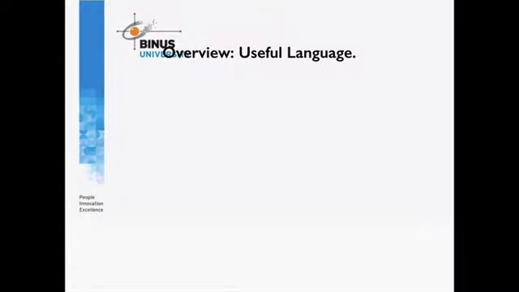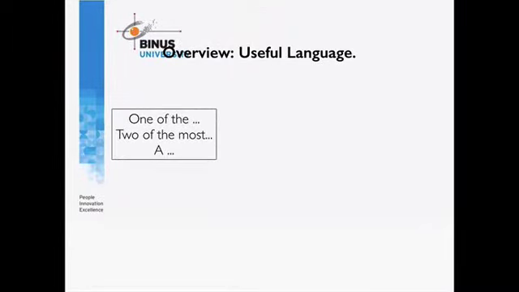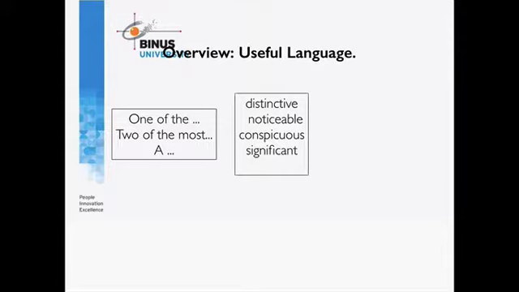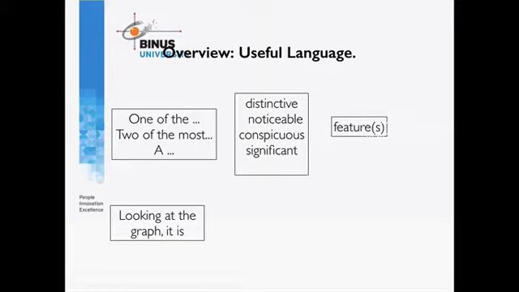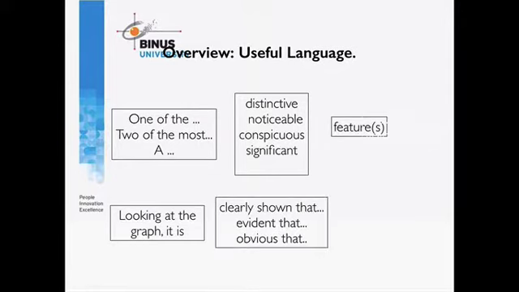Now let's just look at some useful language you can use. So you've got things like one of the distinctive features, two of the most noticeable features, a conspicuous feature, and so on to start your sentence. Or another way of doing it would be with this: looking at the graph, it is clearly shown that. Looking at the graph, it is evident that. It is obvious that. So these are quite useful sentences that you can begin your overview paragraph with.